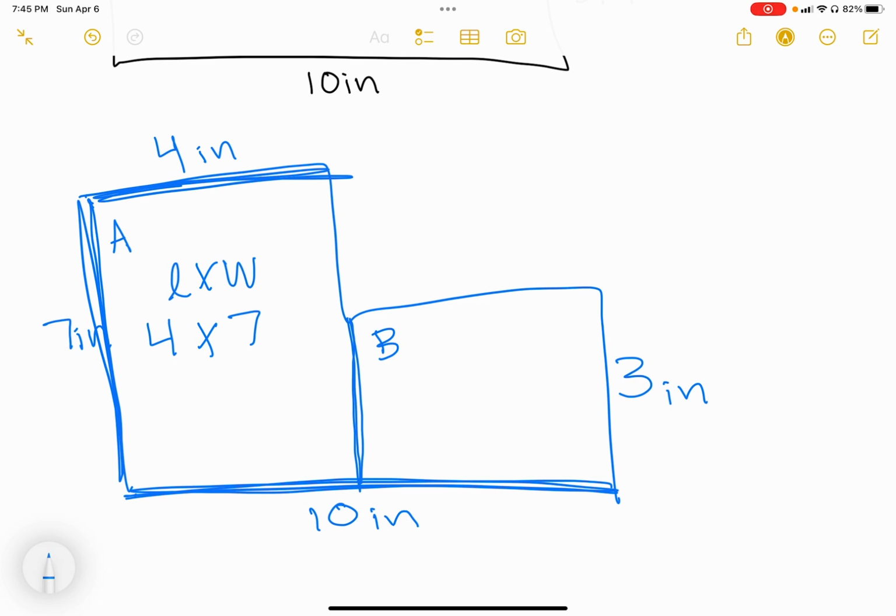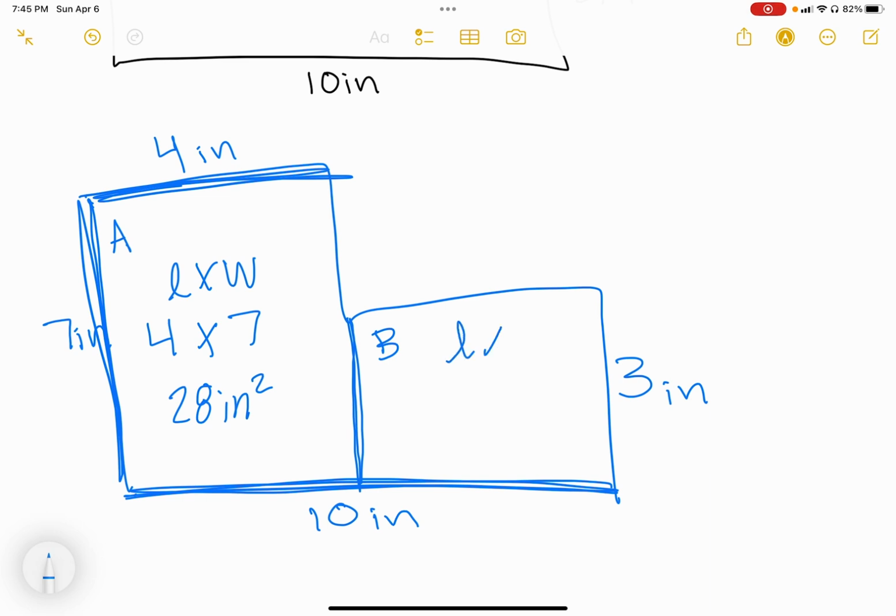Remember, I told you trace the shape with your finger or your pencil. See what part of that shape that number goes with. So if I do 4 times 7, I should get 28. So the area of rectangle A is 28 inches squared. I'm not done yet. I've got to find the area of rectangle B.